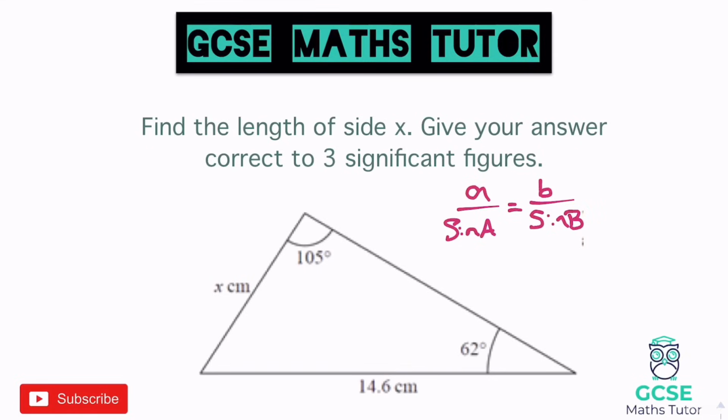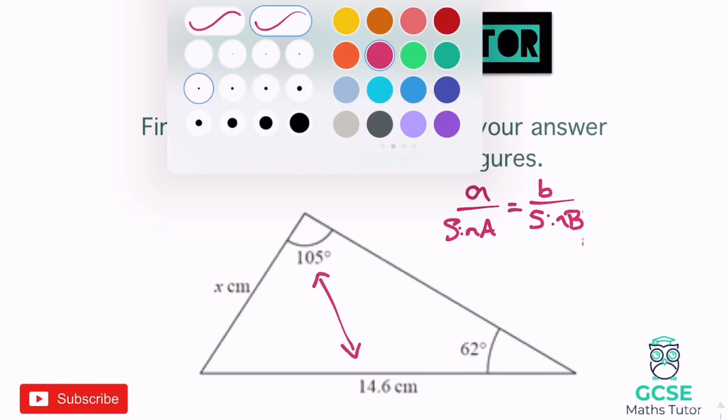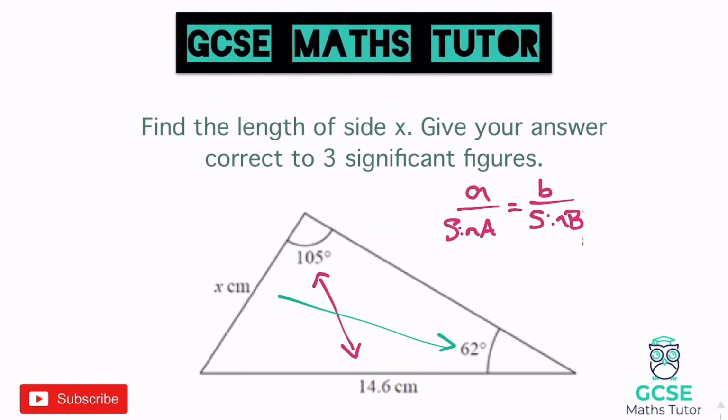Now in terms of the question and those letters and what they mean, the little letters represent the sides and the big letters represent the angles. Now what we're going to look for in a particular triangle is whether we've got pairs of opposites. What I mean by that is opposites like this. So opposite the 105 is the 14.6, and opposite the x, and if I do this in a different colour, we've got the 62. So when we're looking at using the sine rule, we're looking for these pairs of opposites, and without them we can't actually use the sine rule. We have to have these two pairs of opposites.